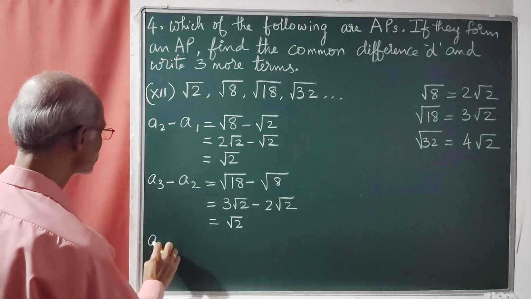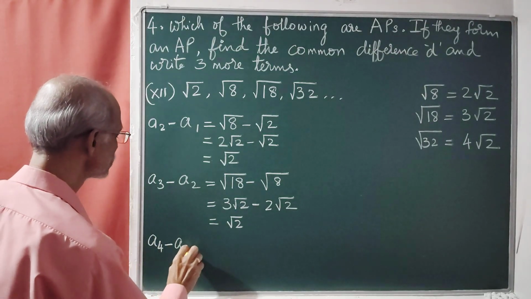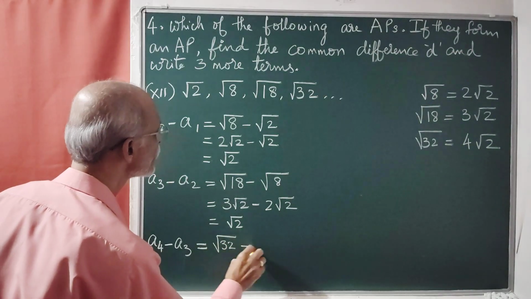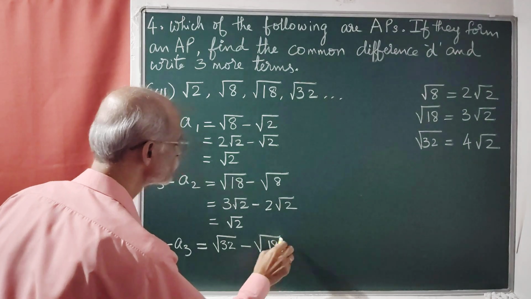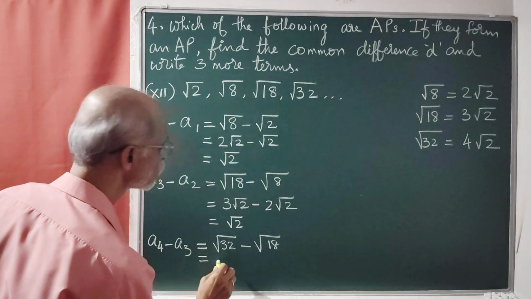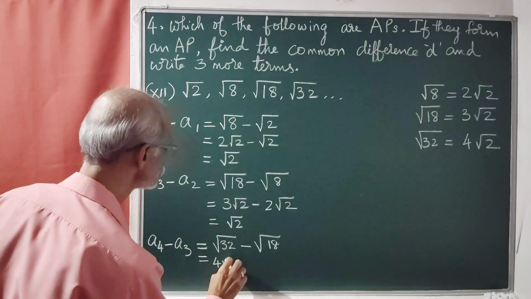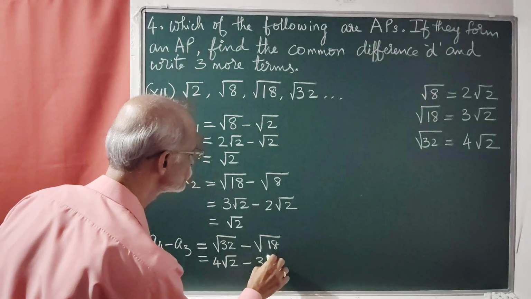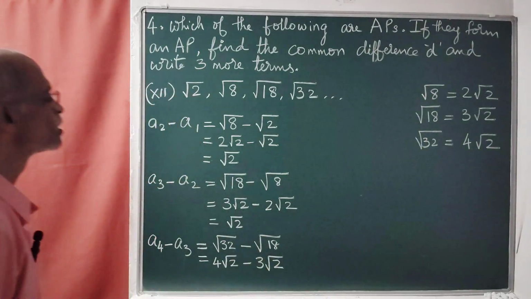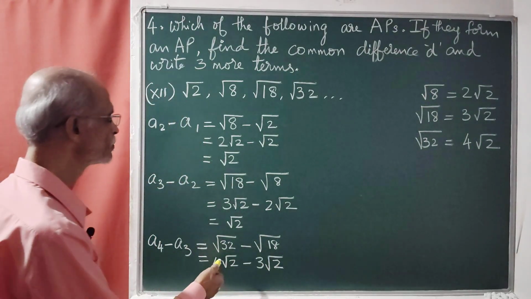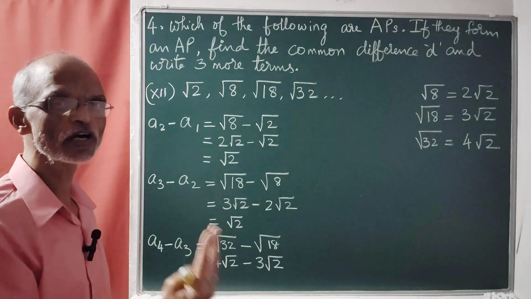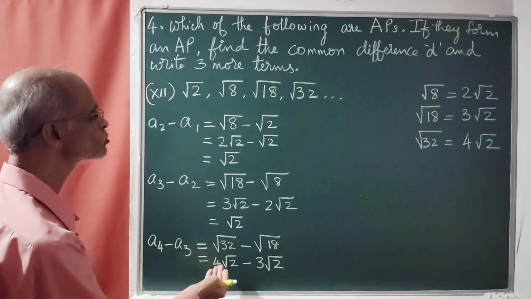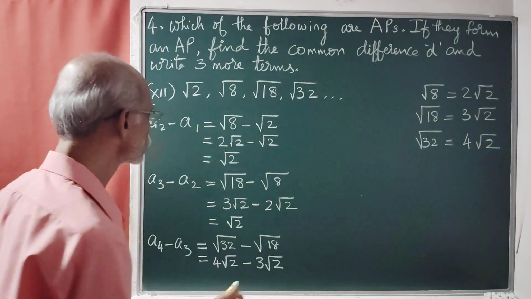Next, a4 minus a3. a4 is root 32 minus root 18. Simplest form of root 32 is 4 root 2 minus 3 root 2. 4 root 2 minus 3 root 2. You know the meaning of 4 root 2? There are 4 root 2's. What is the meaning of 3 root 2? There are 3 root 2's. So 4 root 2's minus 3 root 2's we get 1 root 2.